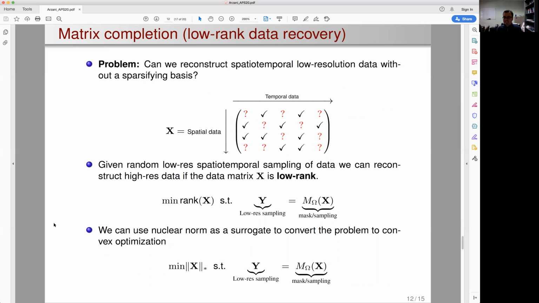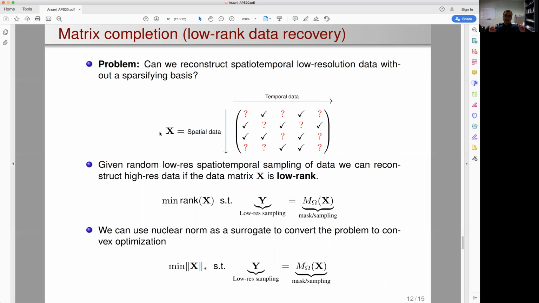So let's say we don't know a sparsifying basis, right? Let's say we don't have that sparsifying basis that we used in the previous two classes of problems. Do we still have hope to reconstruct our data from partial measurements? Okay, so let's consider our data matrix X again.